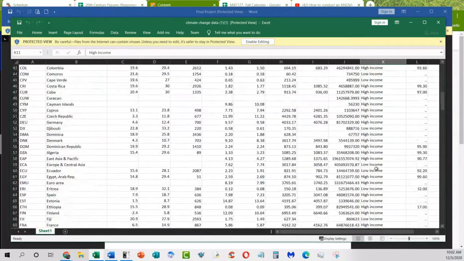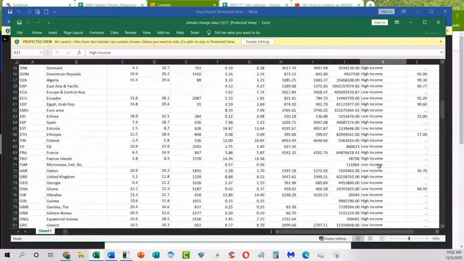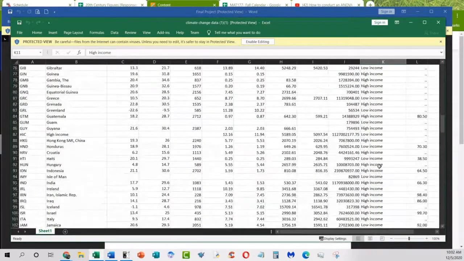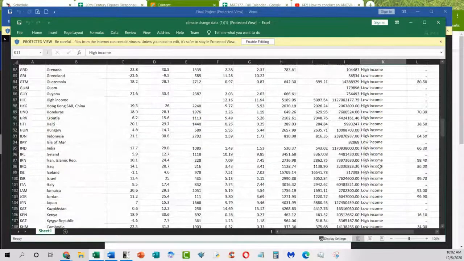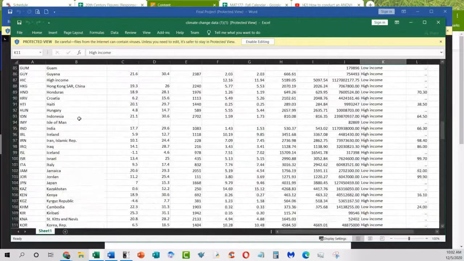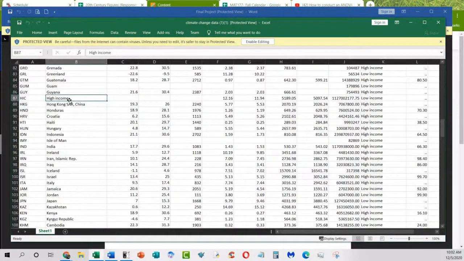Although you may find it weird that Algeria is... A, B, C, D, E, F, G, H. Did I take it out? So you'll find high income. This isn't a country. And it's weird that it's high income, but it's under low income. I don't know. That's weird in itself.